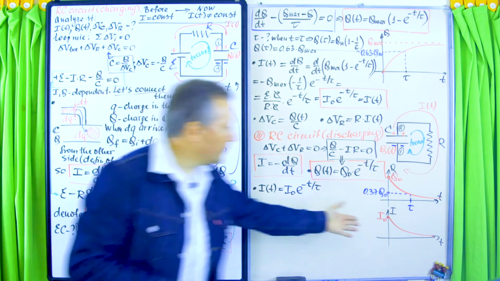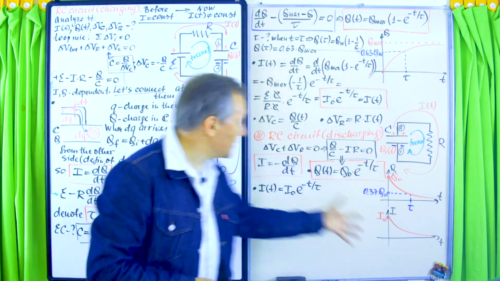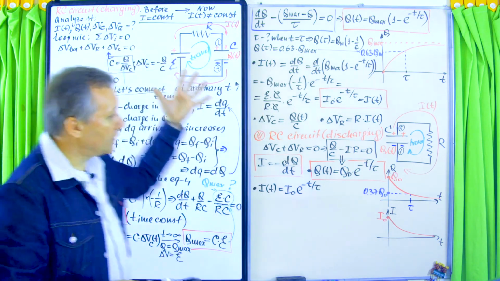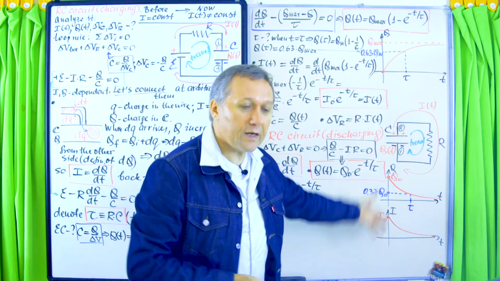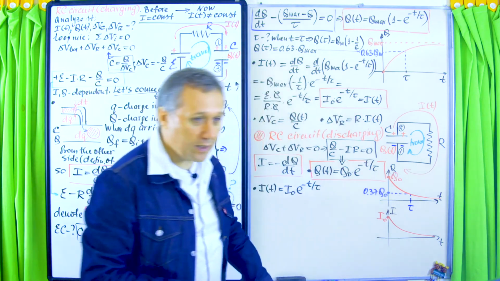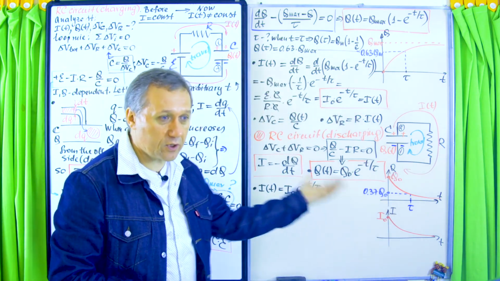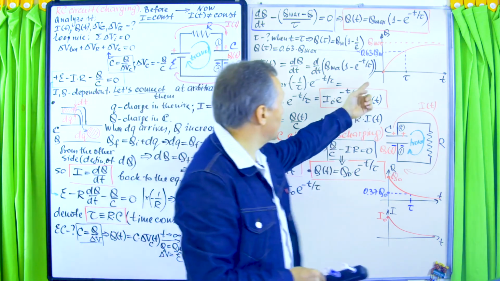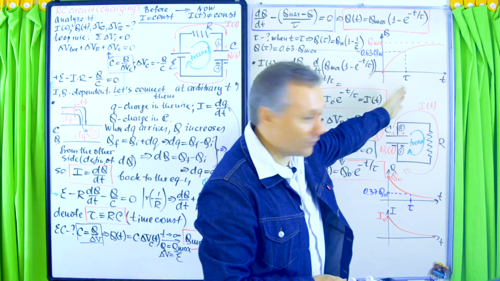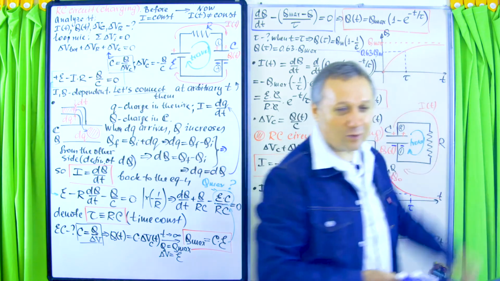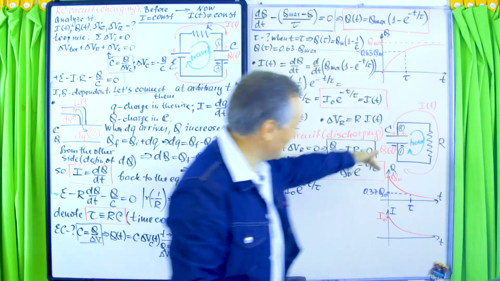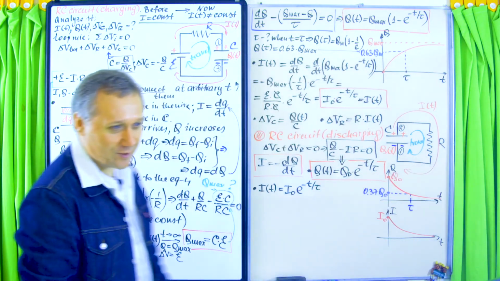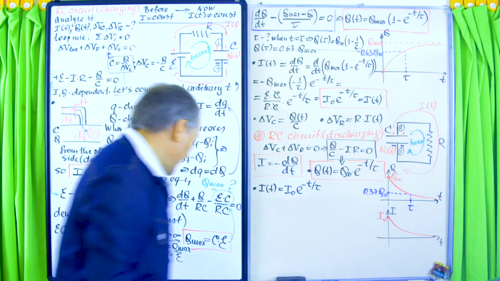Again, you see, the behavior of the current in both cases is the same, in the case of charging and in the case of discharging. Exponential decay. First it's maximum and then it decays exponentially, but charge behaves differently. Here you see, during the charging situation, of course, the amount of charge increases. But during discharging, of course, it goes down exponentially, which makes sense, right?